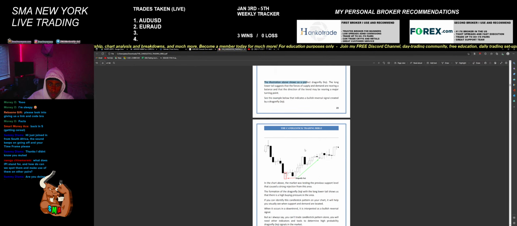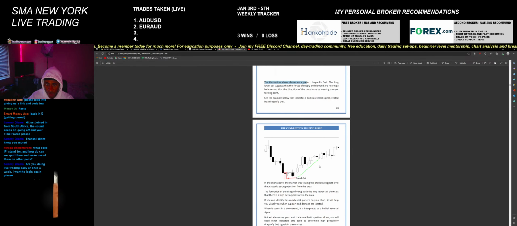And again, vice versa, you'll see this in a downtrend. When a dragonfly doji forms, it's indicating that price is losing momentum, the buyers are losing control, and the sellers are going to take control of that market. In the chart above, the market was testing the previous support level that caused a strong rejection from this area. The formation of the dragonfly doji with the longer tail shows us that there is high buying pressure in the area. What do you guys notice about this chart?